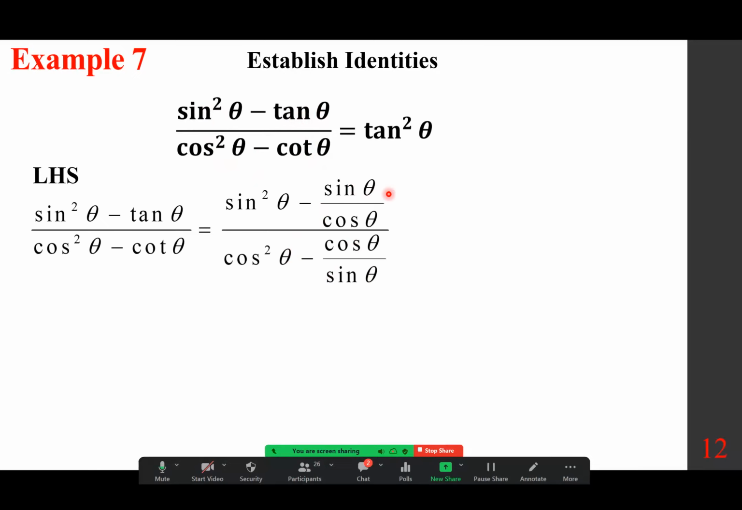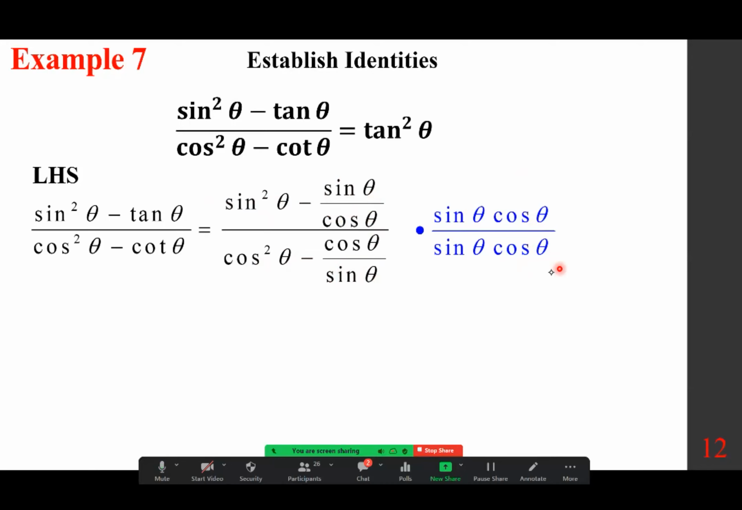Now we are dealing with a complex fraction. To simplify a complex fraction, we multiply by the LCD. Look at this one. However many fractions that you have, one at top, one at the bottom, you have a total of 2 fractions, and their LCD is sine theta cosine theta. You multiply everything by sine theta cosine theta up here and down here. In other words, this fraction is equal to 1.